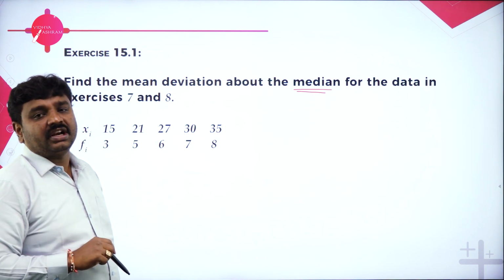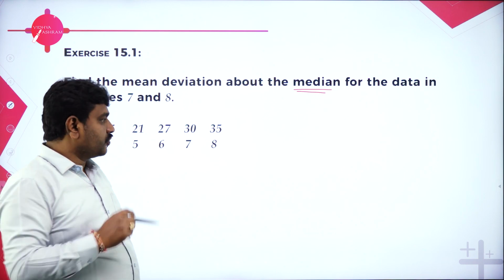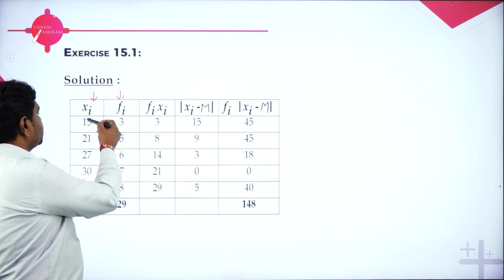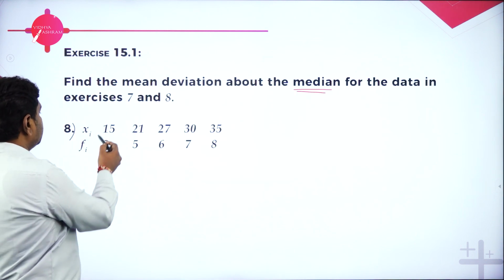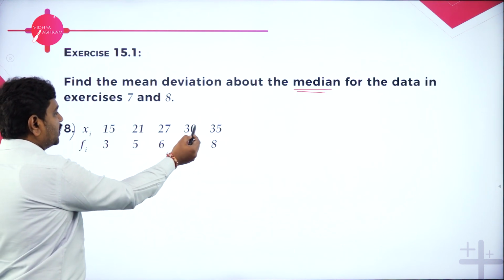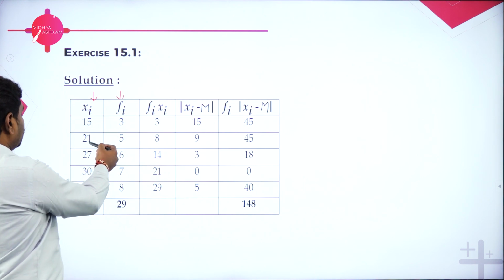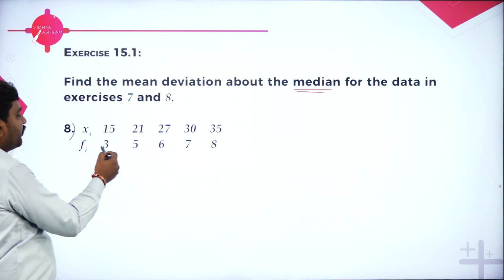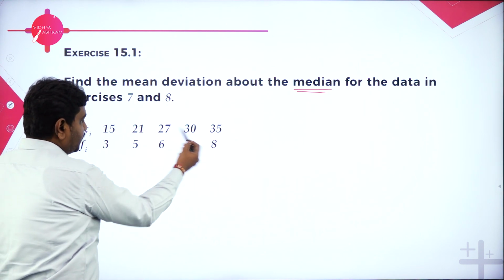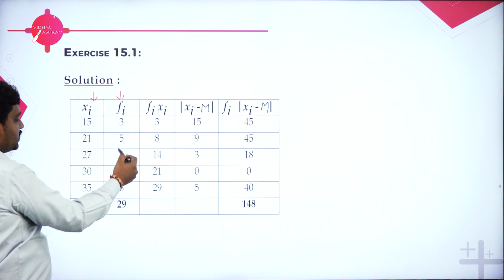For median we need number of observations. So first we'll make a table like this. First xi, whatever is given. So here whatever is given I wrote. What is given? Xi 15, 21, 27, 30, 35. Then second column is frequency. Fi they give 3, 5, 6, 7, 8. So 3, 5, 6, 7, 8.